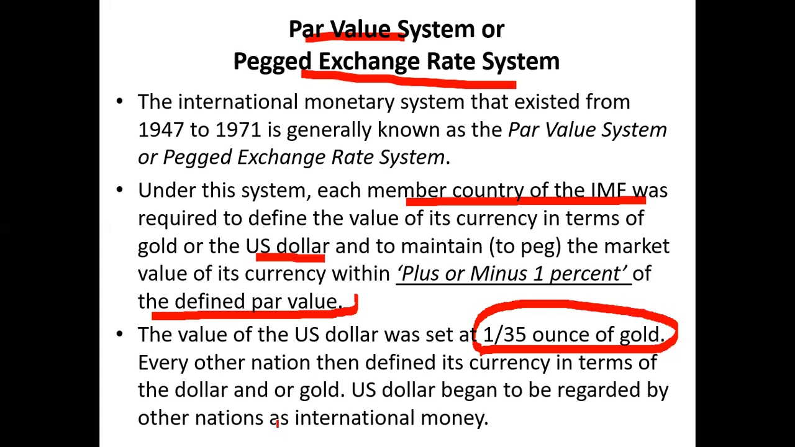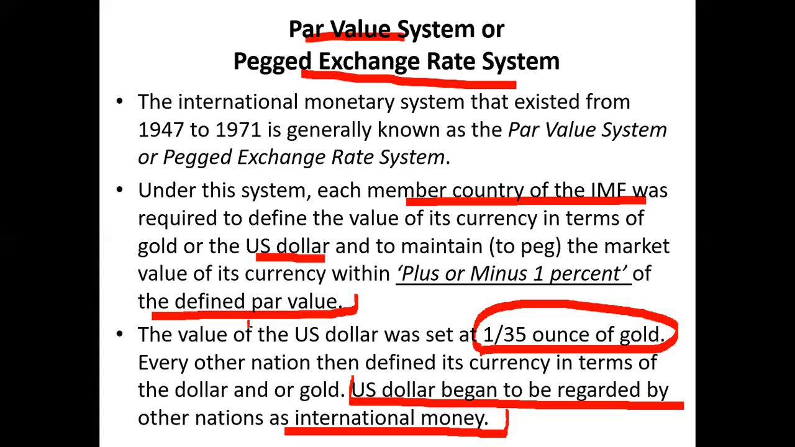The US dollar then began to be regarded. This is the final outcome of this system, the Bretton Woods system. The US dollar began to be regarded by other nations as the international money. So that much dominance the US dollar got with this Bretton Woods system.